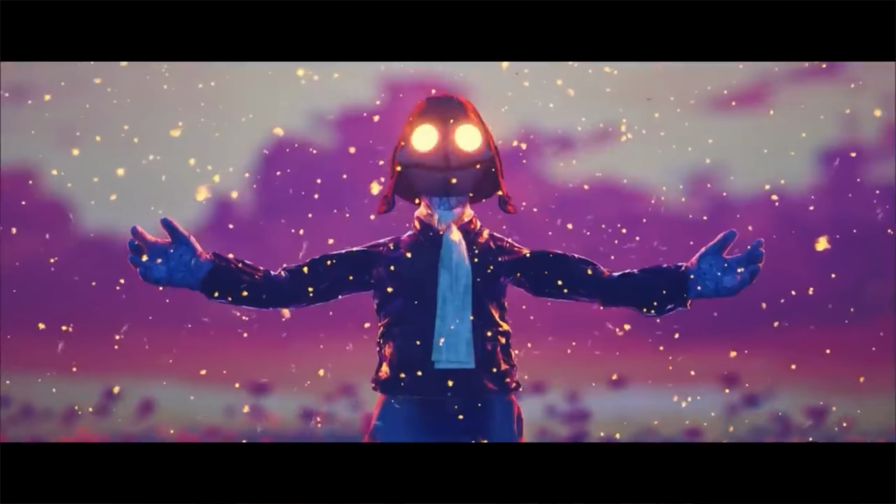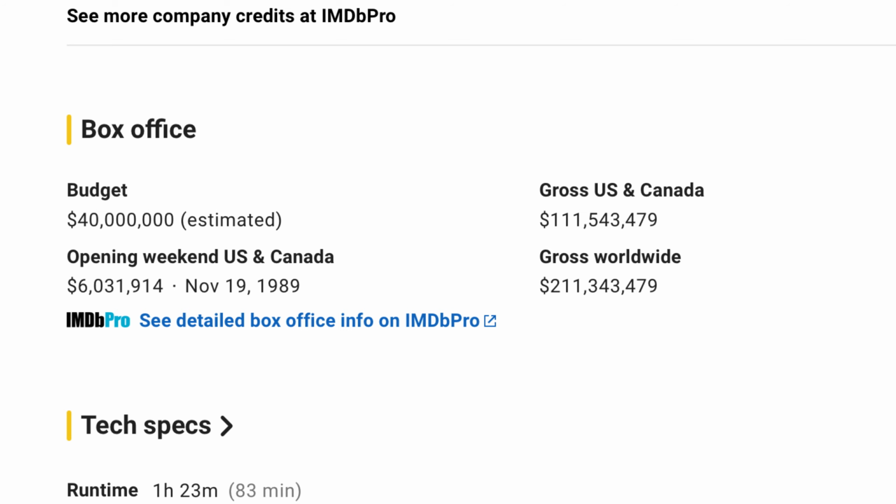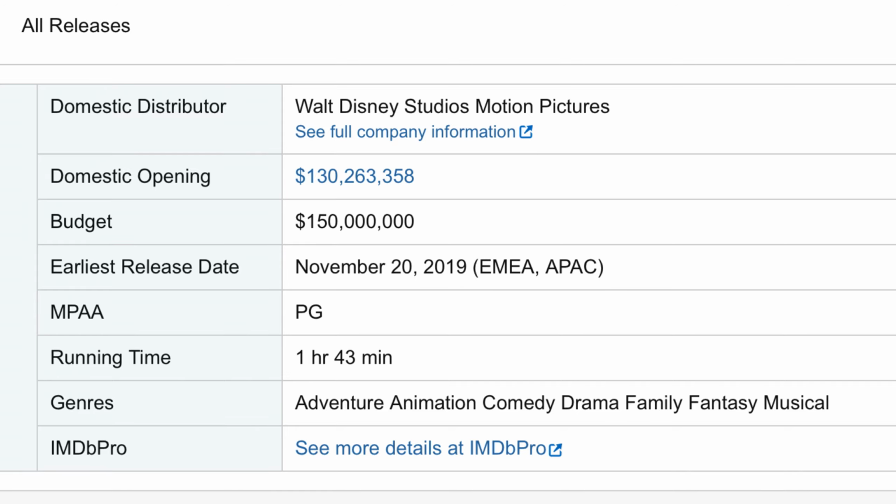Even Disney's The Little Mermaid, the 2D animated feature from 1989, was made for around $40 million, which is roughly $105 million today. In comparison, Frozen 2 had a budget of around $150 million. The technology has changed drastically, but that doesn't mean that it has become simpler.